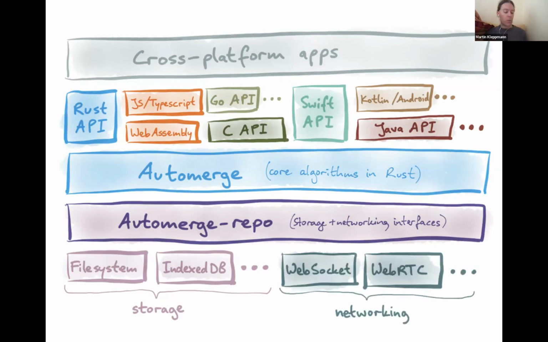And similarly, you can plug in a whole bunch of different networking layers. Whether you want to use WebSocket to a server, or WebRTC for a more peer-to-peer synchronization, or even just a plain TCP connection, or whatever floats your boat, really, that can be plugged in there. So Automerge is independent of the actual networking layer that you use for syncing data between one device and another.